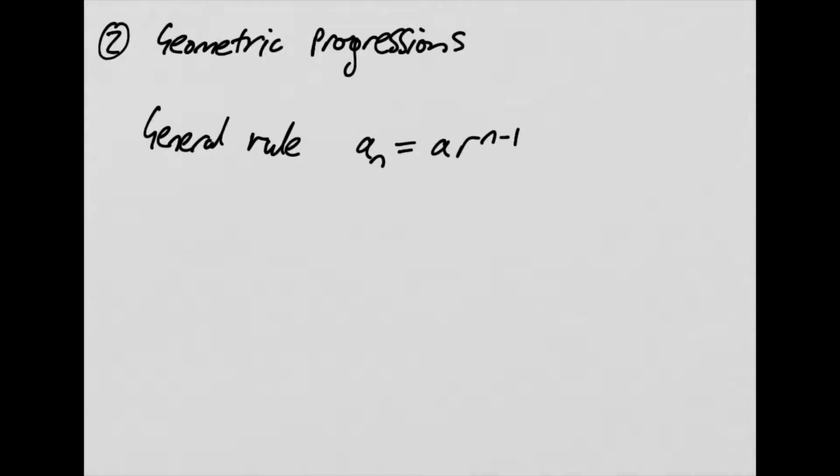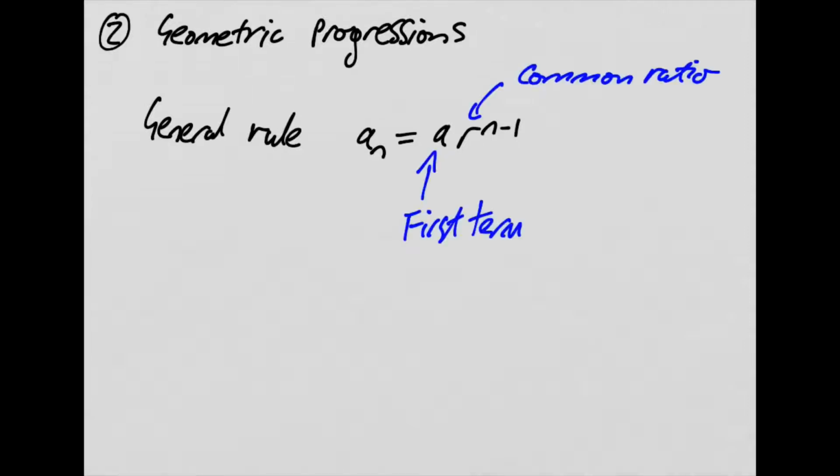The second are geometric progressions. These have a general rule of a_n is equal to a times r to the n minus 1, where again a is the first term and now r is the common ratio. For example, we have the sequence 1, a half, a quarter, an eighth. This will have a general rule of a_n is equal to 1 over 2 to the n minus 1.